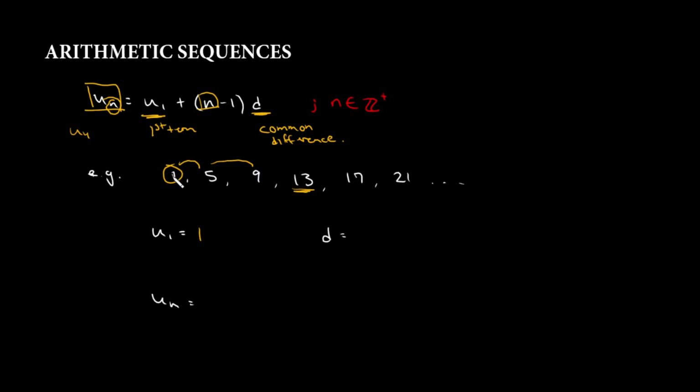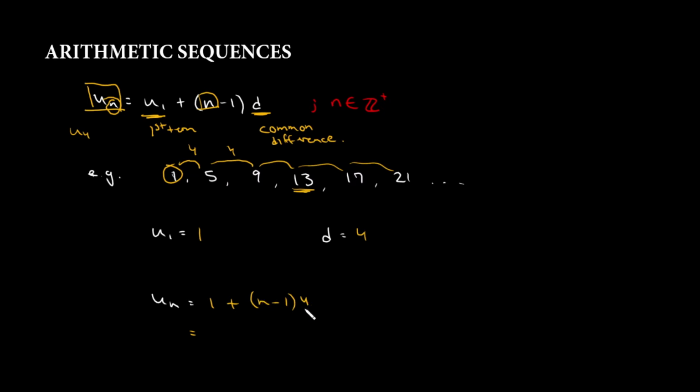In this case, you see from 1 to 5, the common difference is 4. And between 5 and 9, the common difference is 4. And the same goes on until the end. So we can tell that the common difference is actually 4 in this sequence. And now, since we have u1 and d, we can write the general form of this specific sequence. That would give you un is equal to 1 plus n minus 1 times 4.